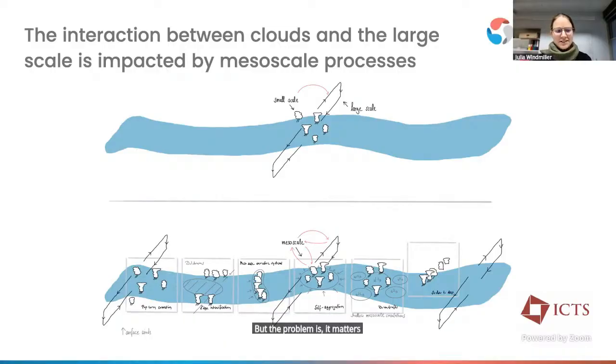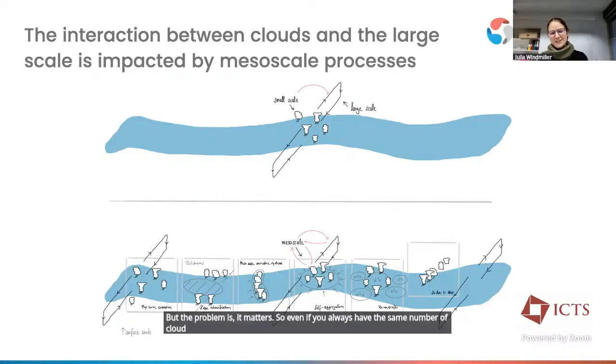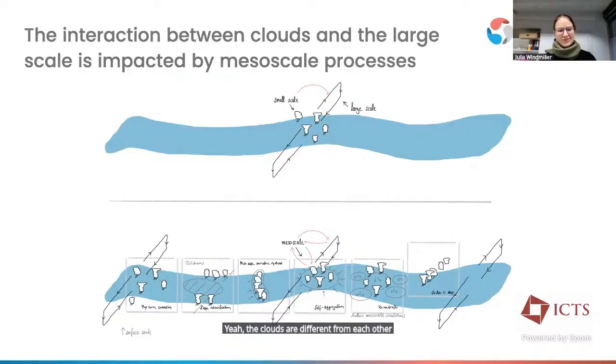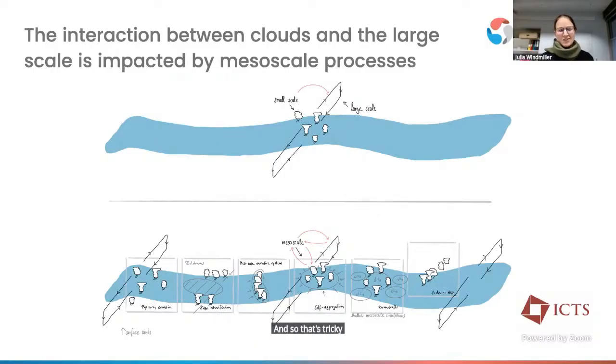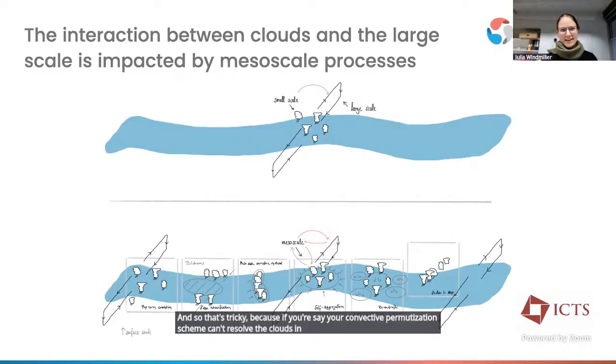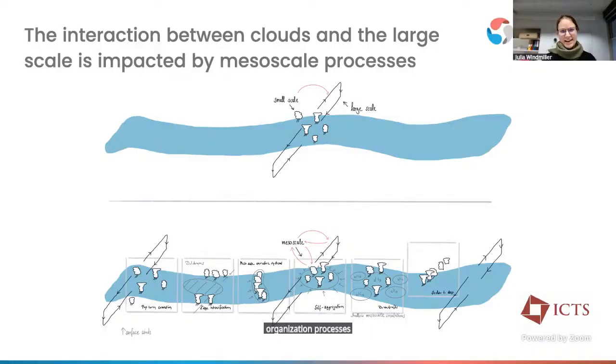So even if you always have the same number of clouds, and even if these clouds are not so different from each other, the way they're organized can have an impact. And that's tricky, because if your convective parameterization scheme can't resolve the clouds in the first place, it also cannot represent these mesoscale organization processes. And so you add another layer of complexity to your problem.